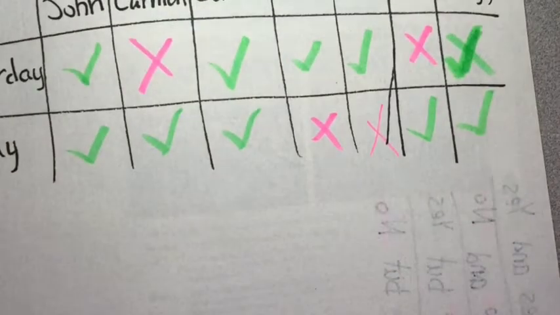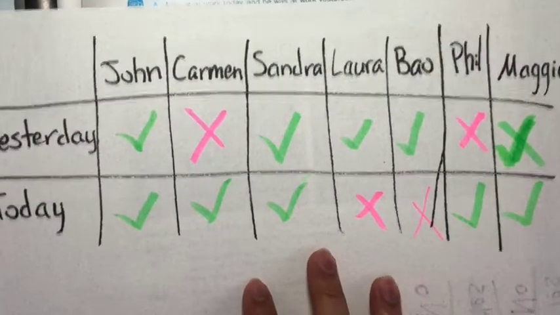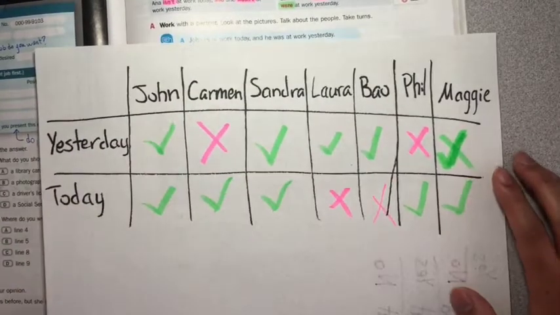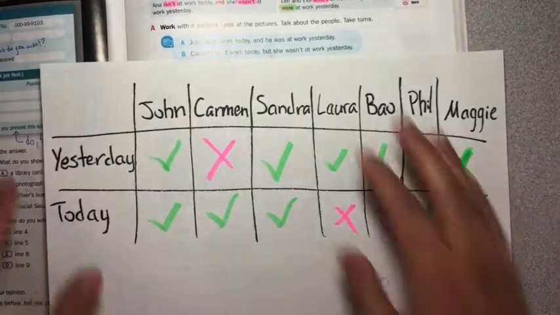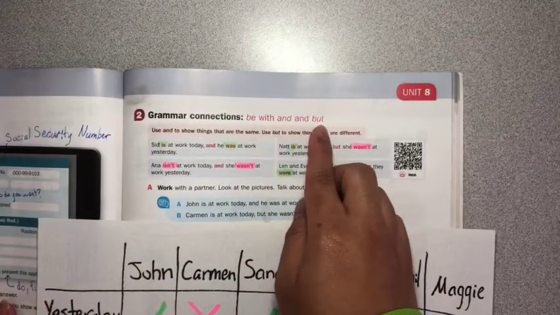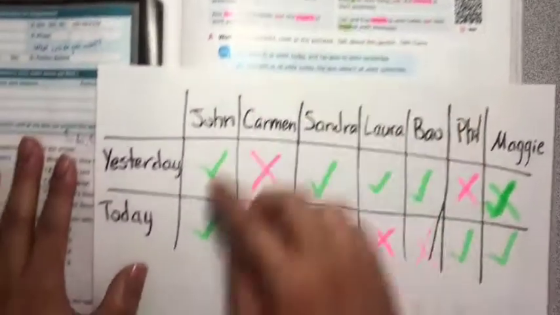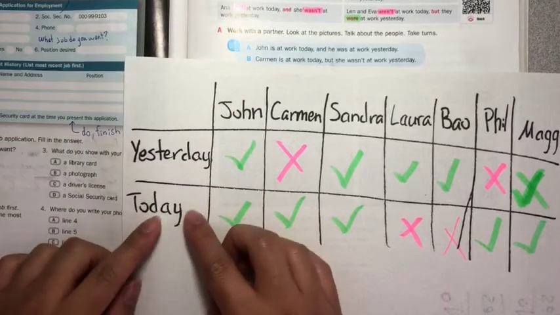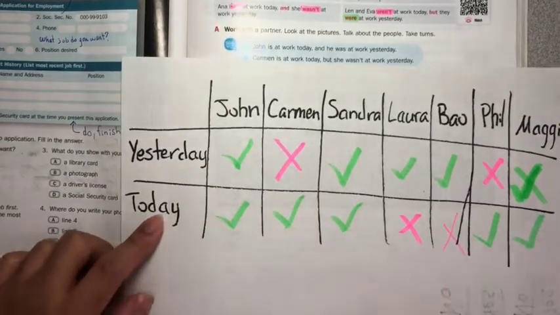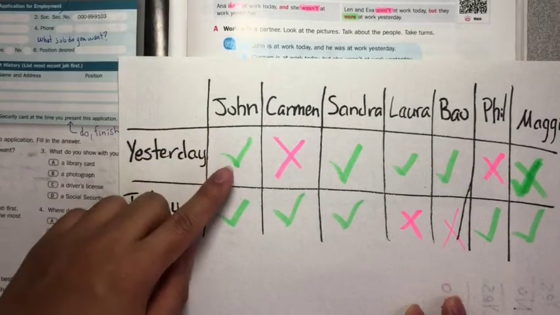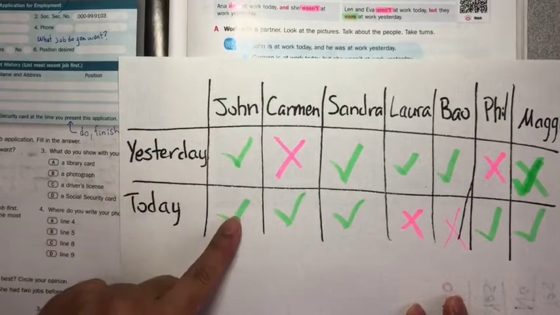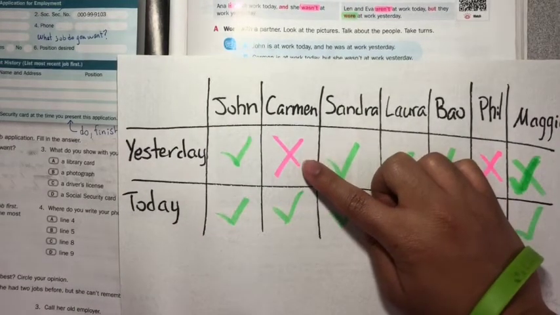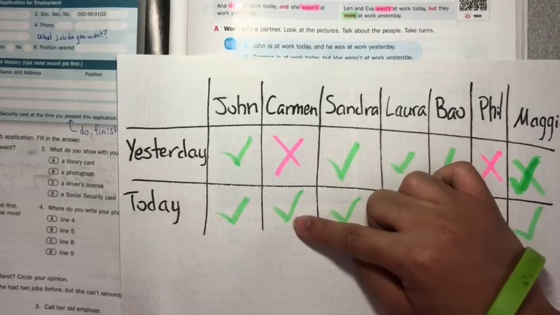Okay, so now we have a table of everyone who goes to work, of 7 people. So let's use the word and the word but in a sentence here. Remember, yesterday we are talking about the past, so we say was. Today we're talking in the future, so we say is. So we say John was at work yesterday and he is at work today. Carmen was not at work yesterday. She is at work today.